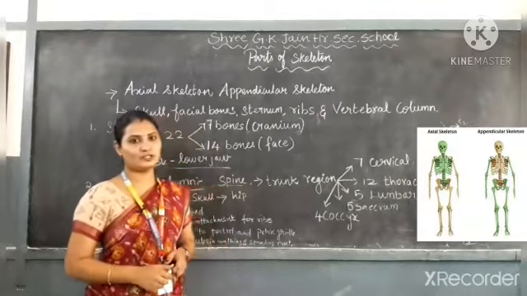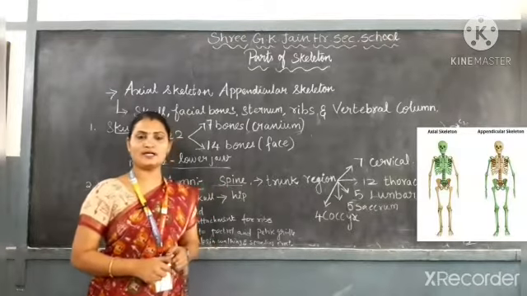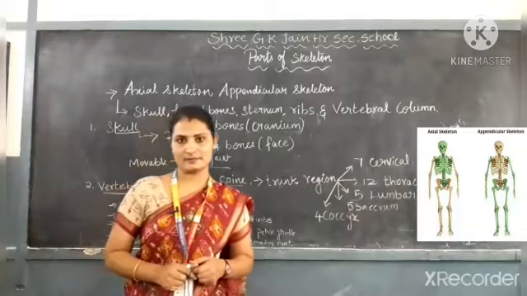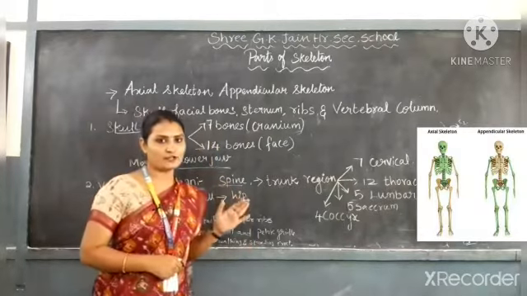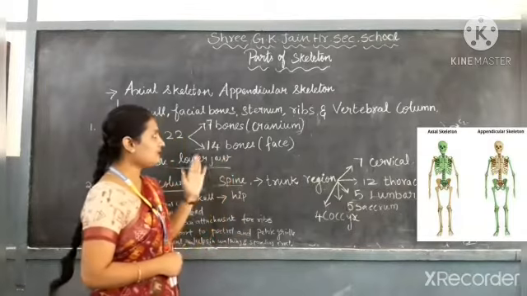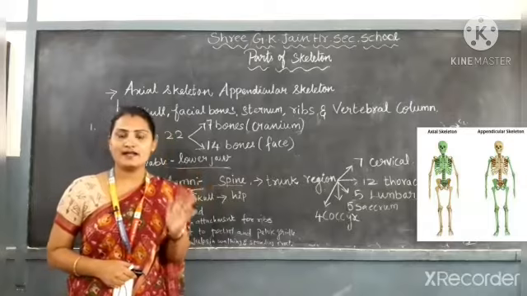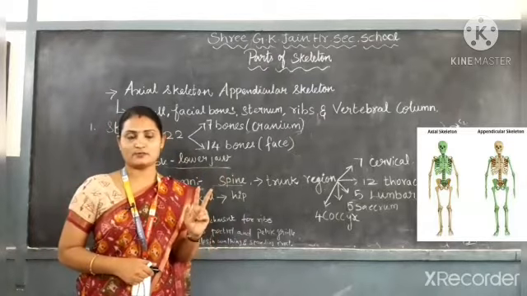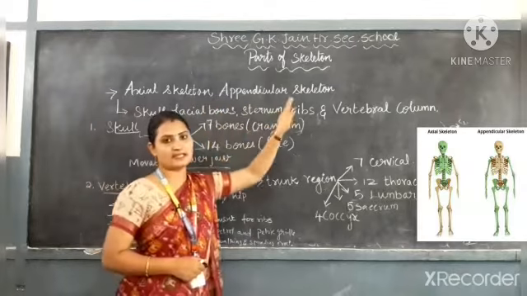Now I am going to teach you about parts of the skeleton of the human body from class 8. So in this video we are going to see about the parts of the skeleton of the human body. The human skeleton system has been divided into two parts: one is the axial skeleton and the other is the appendicular skeleton.